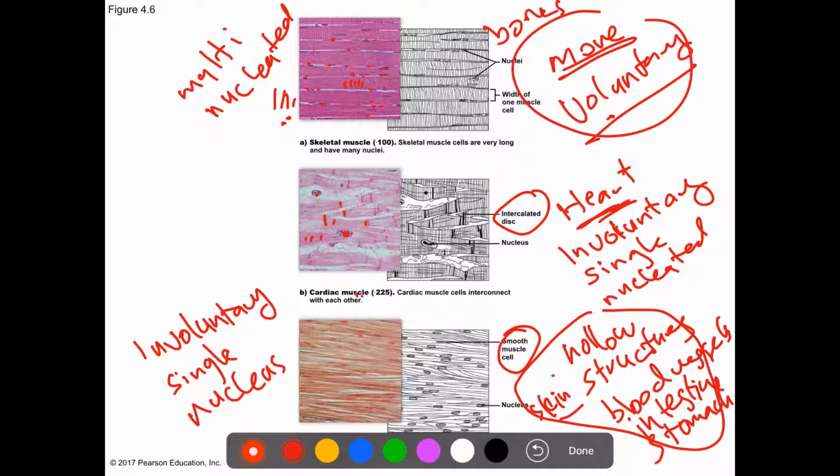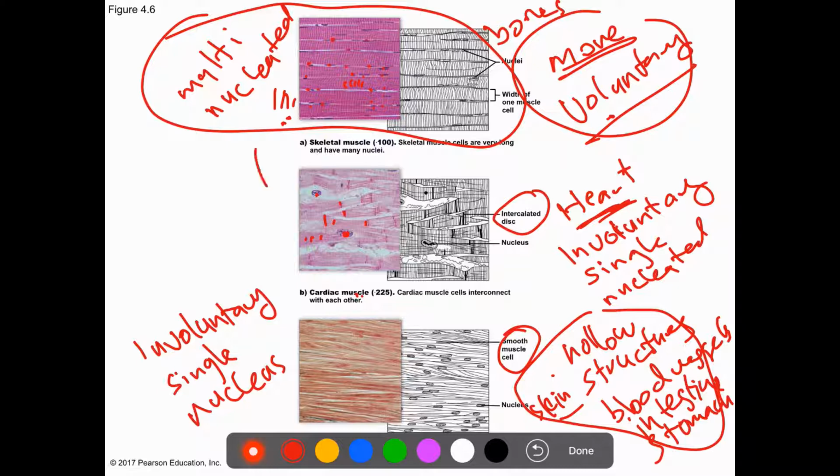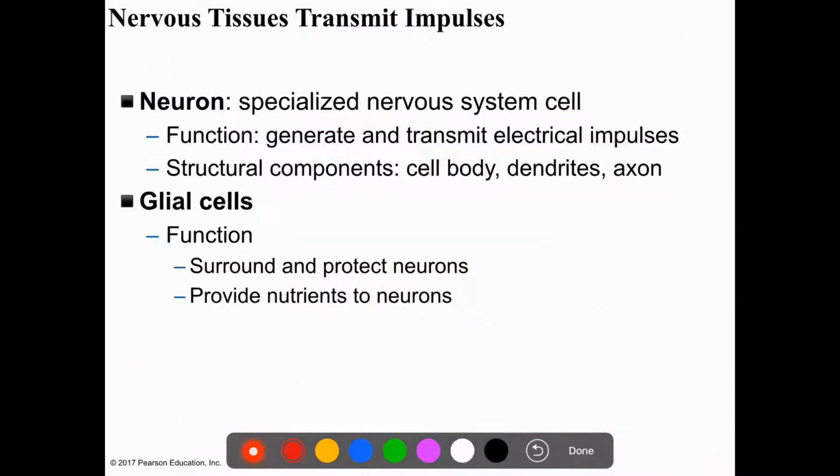So these are the three major types of muscles. Later we are going to study the skeletal muscles, and when we talk about the heart, we are going to revisit the cardiac muscles.